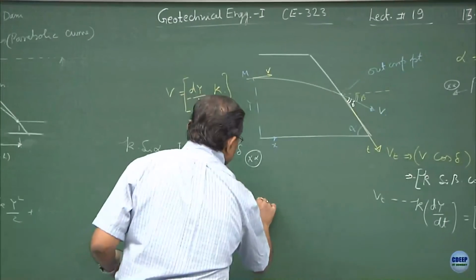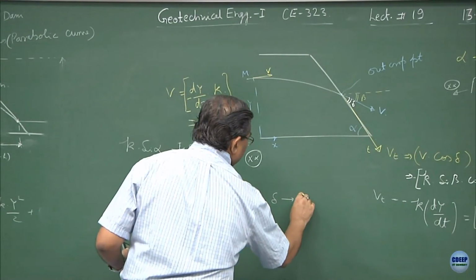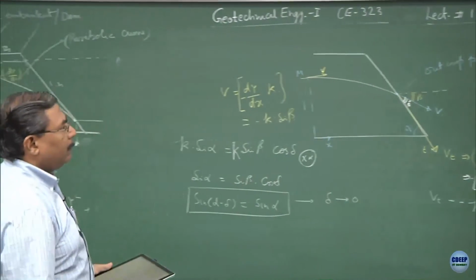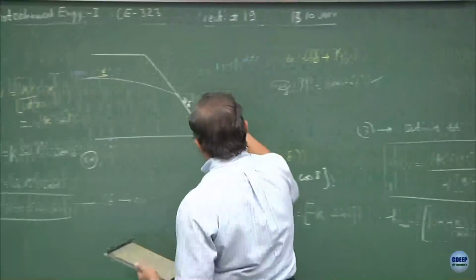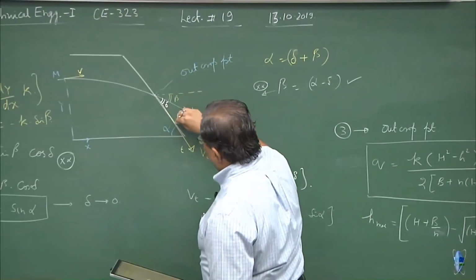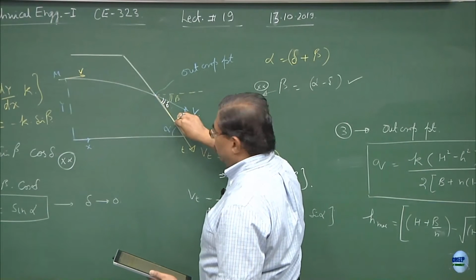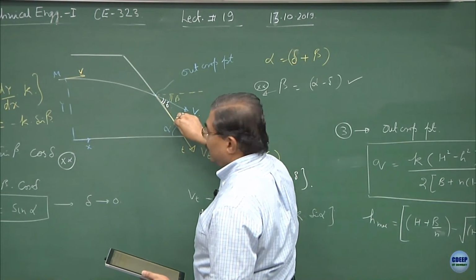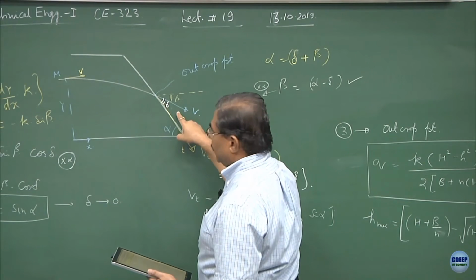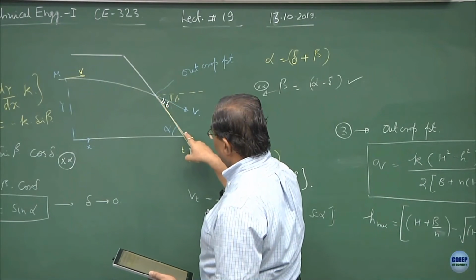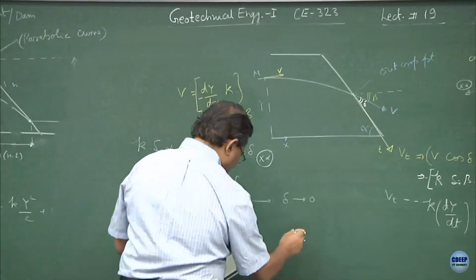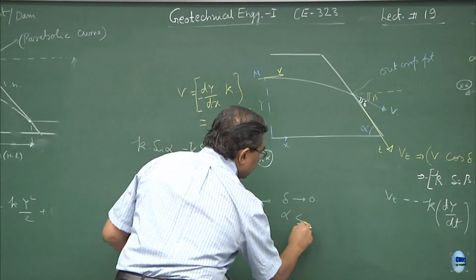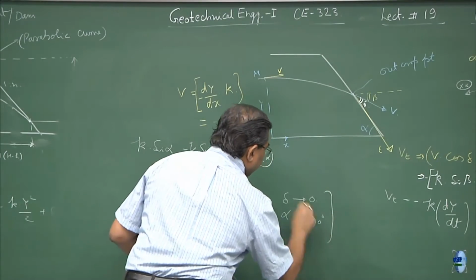What this indicates is that delta tends to 0. If delta tends to 0, that means the discharge velocity at the free surface is going to be equal to whatever the V component is. So, this is always parallel to the downstream slope. This solution is valid when we say alpha is less than or equal to 90 degrees.